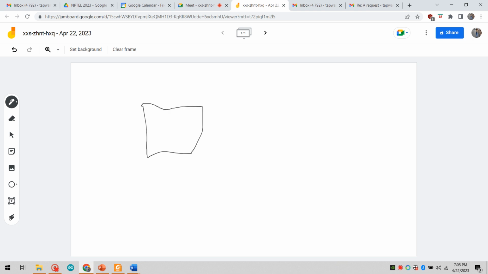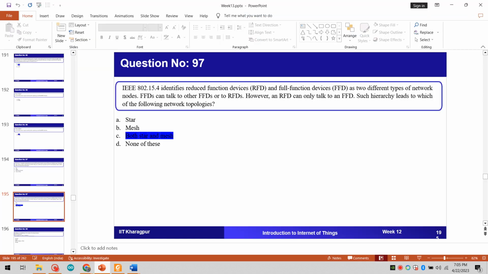Basically, if there is some architecture like this, then this will also be considered a mesh topology. So mesh is the general term which can be used for all other types of topology as well. Okay. Should I repeat?